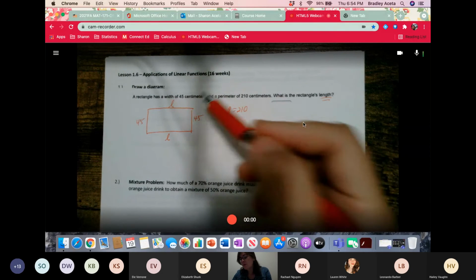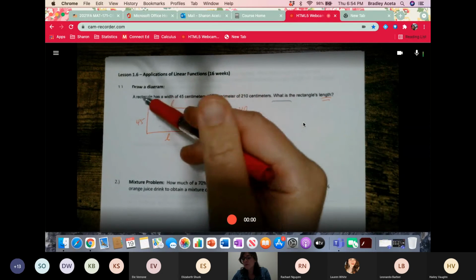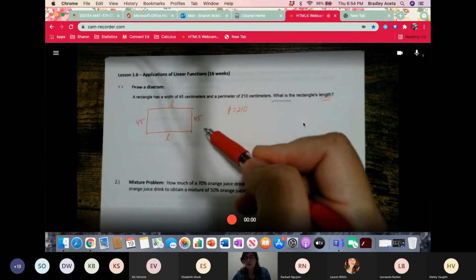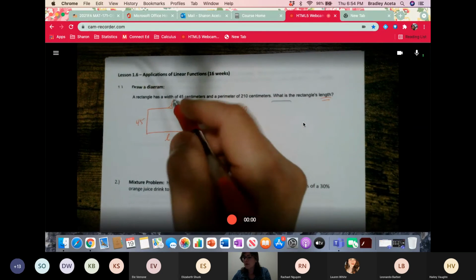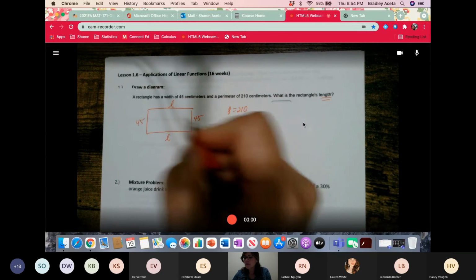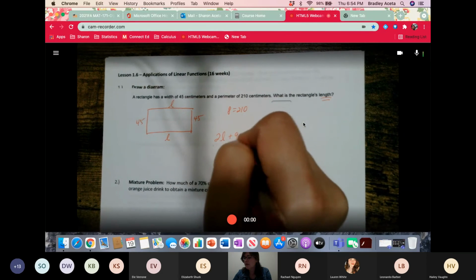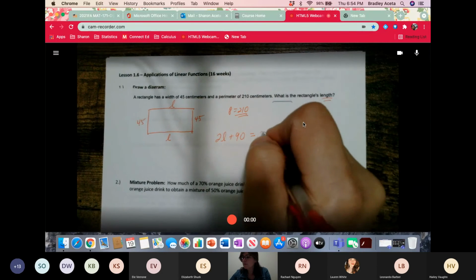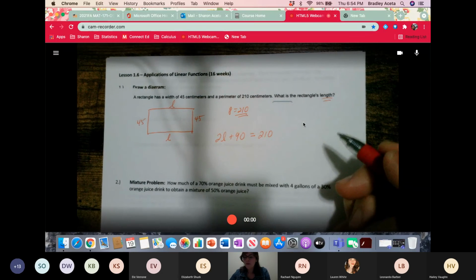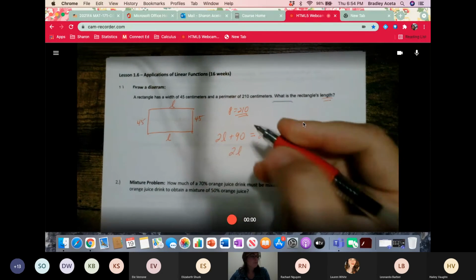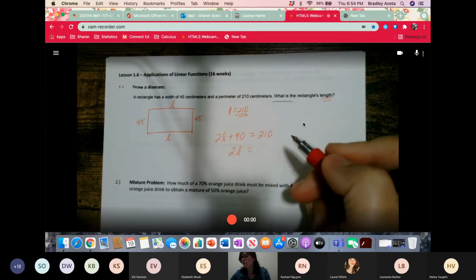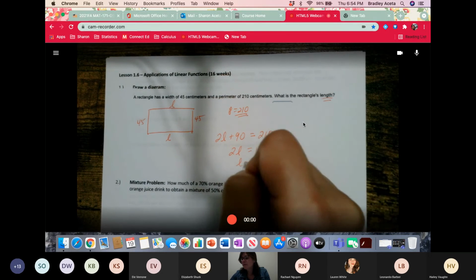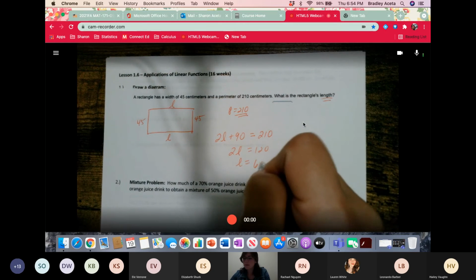And if you remember perimeter, you might even remember the formula for perimeter of a rectangle. It's 2L plus 2W, or you could just add up around the rectangle. That's what a perimeter is. So L plus L is 2L. 45 plus 45 is 90. And you're going to set that equal to the perimeter, 210. And then you just solve. So 2L equals 210 minus 90, which is 120. And then divide by 2, so the length is 60.